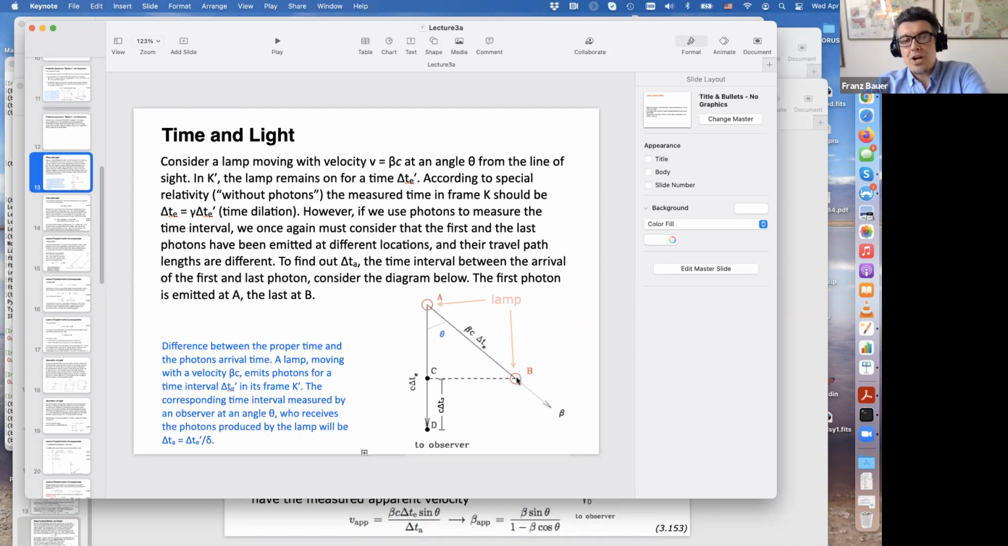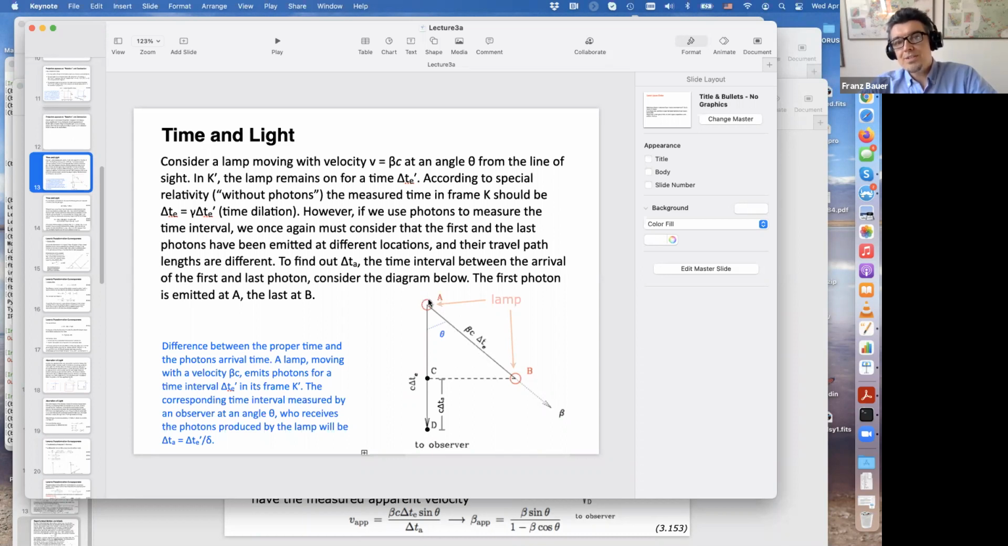And then it turns off. And so the total time is when it started, and the light traveled a certain distance, and this is when it turned off. And so we will see a time interval here. And that time interval will not be equal to this. It will be shorter.